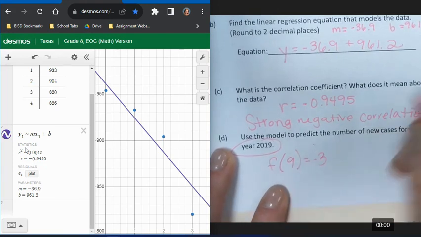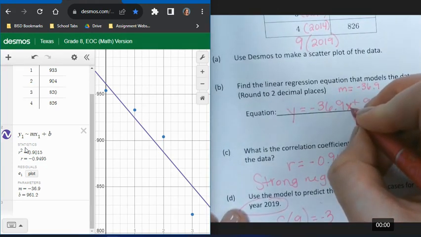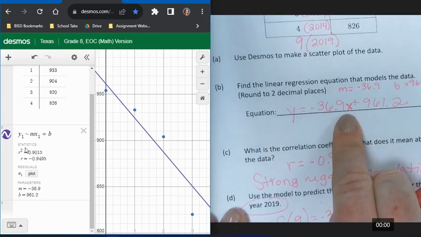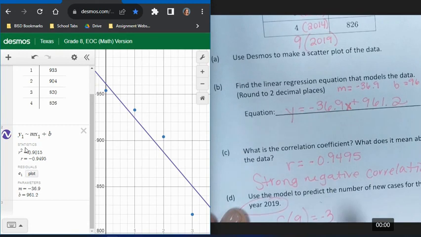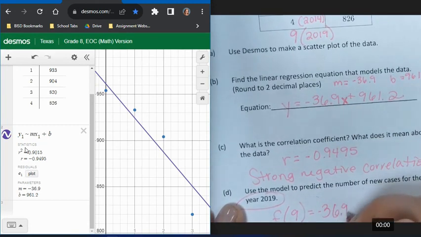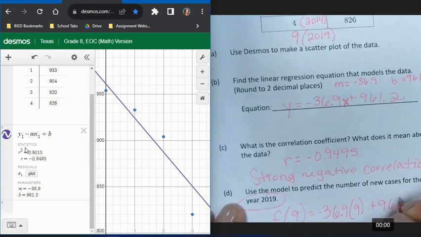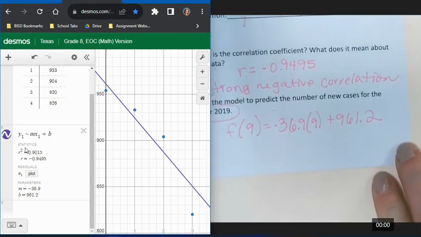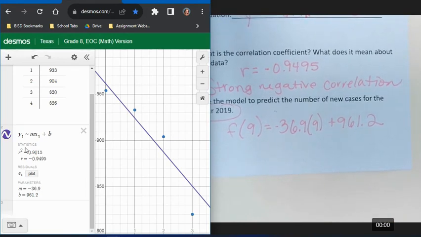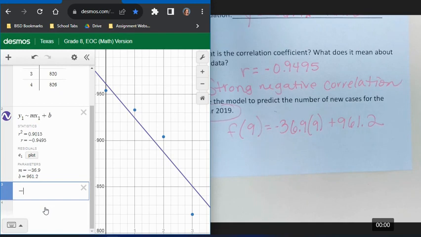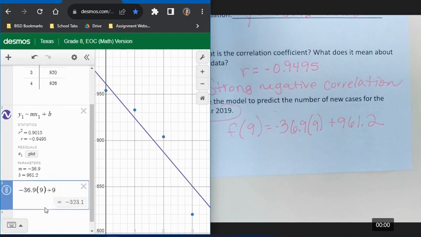So negative. Oh, did I forget my x here? Oops. I forgot my x. Don't forget your x there. mx plus b. I forgot my x. Negative 36.9 times 9 plus 961.2. Go ahead and put that into Desmos. Negative 36.9 times 9 plus 961.2.